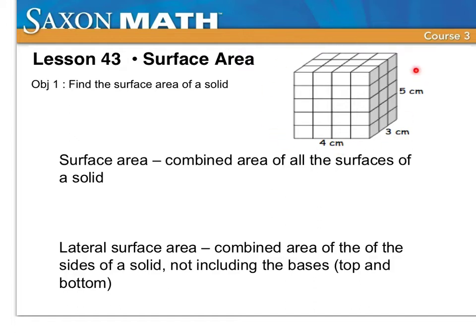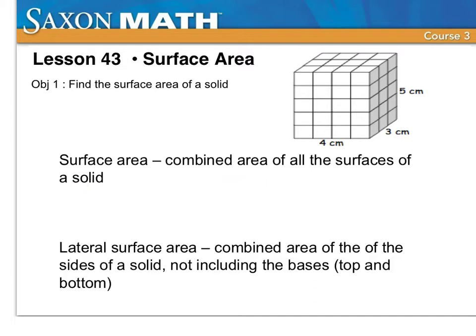So for example, this right here is a rectangular prism. This is a type of solid. Okay, a cube would be another type of solid. And like a pyramid would be a solid. So we're talking about three-dimensional shapes. Surface area is the combined area of all the surfaces of a solid.